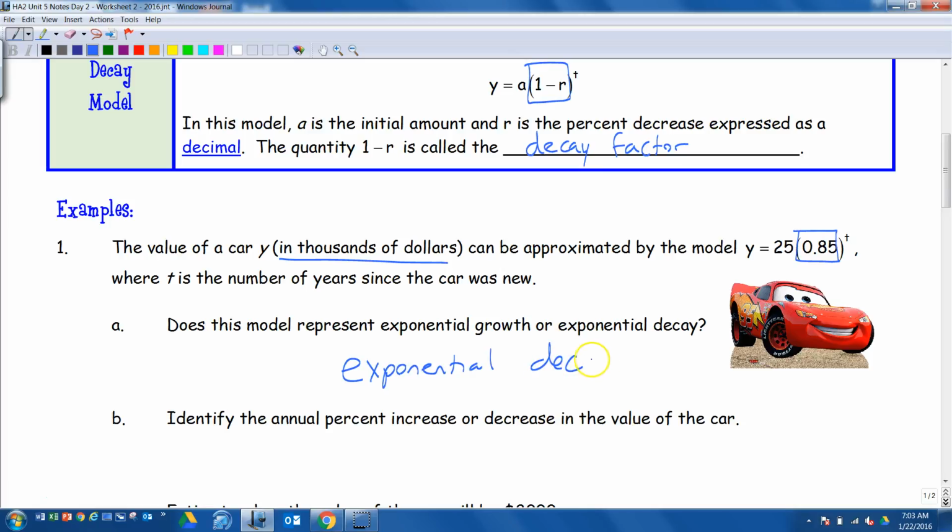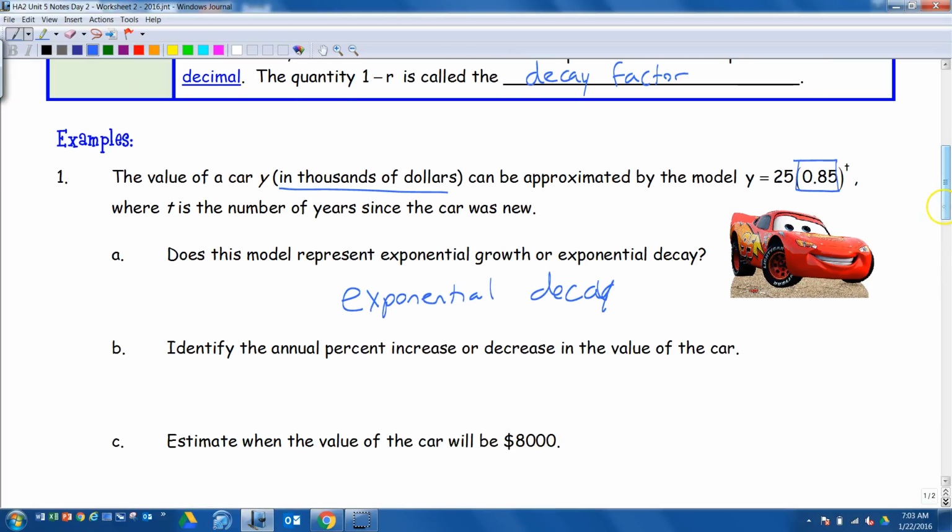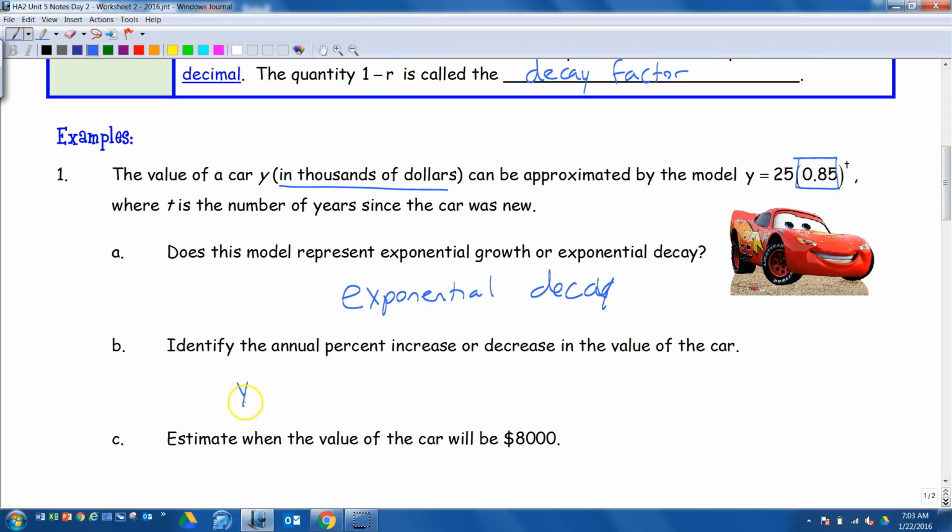Now, because of that, we have to rewrite it into this form up here to find out the rate. Identify the annual percent increase or decrease in the value of the car. Well, in order to do that, we need to rewrite this. So we need to figure out 1 minus the rate equals 0.85. So hopefully you guys can do that quick math and realize it's 0.15. So this is what it looks like before you combine it to the growth factor of 0.85.